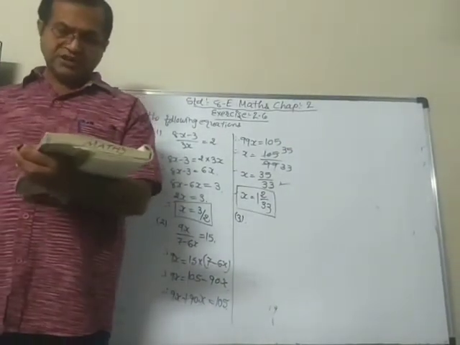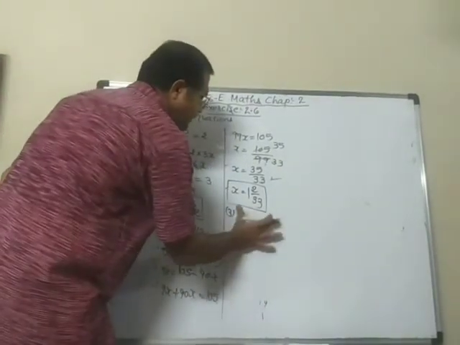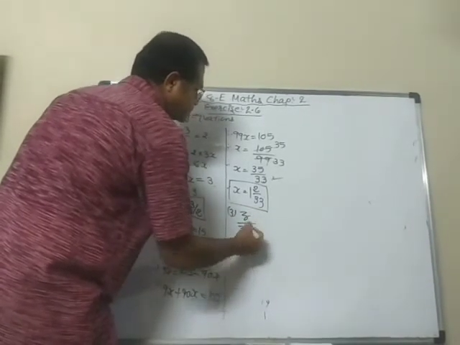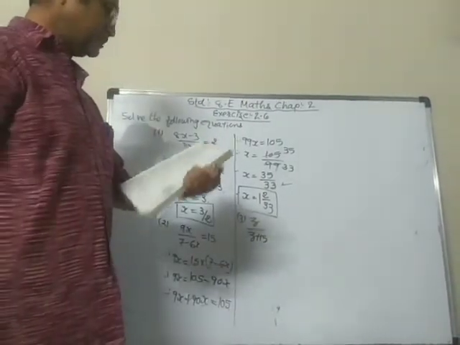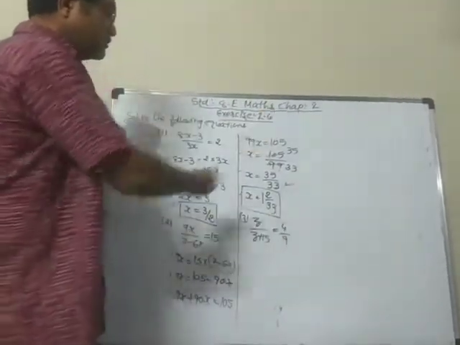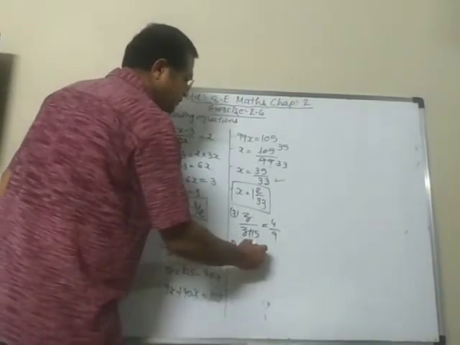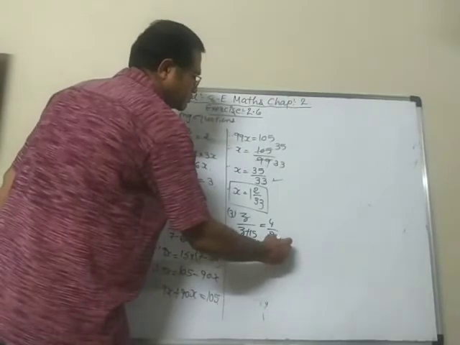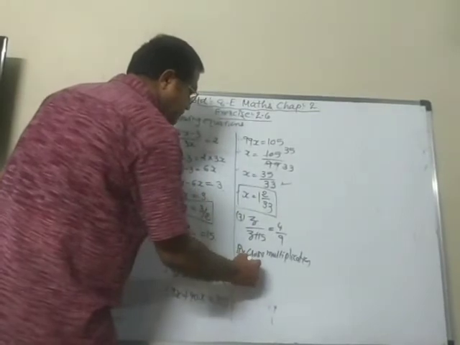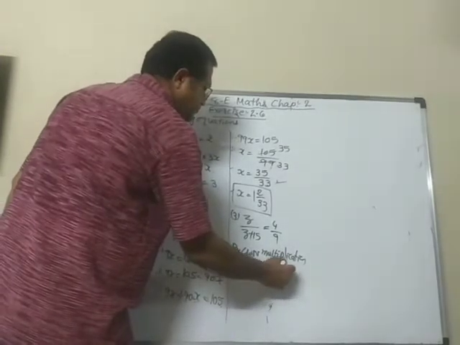In the third sum, what does it say? Z upon Z plus 15 is equal to 4 upon 9. So now what will we do? We will do the cross multiplication. So by cross multiplication, what do we get? 9 multiplied by Z means 9Z is equal to 4 into bracket Z plus 15.